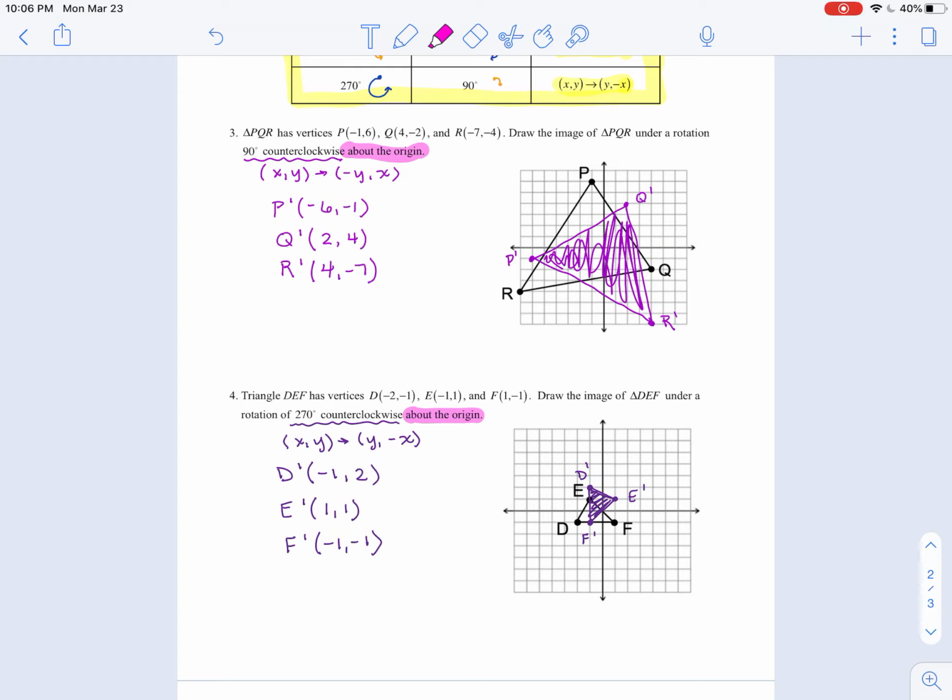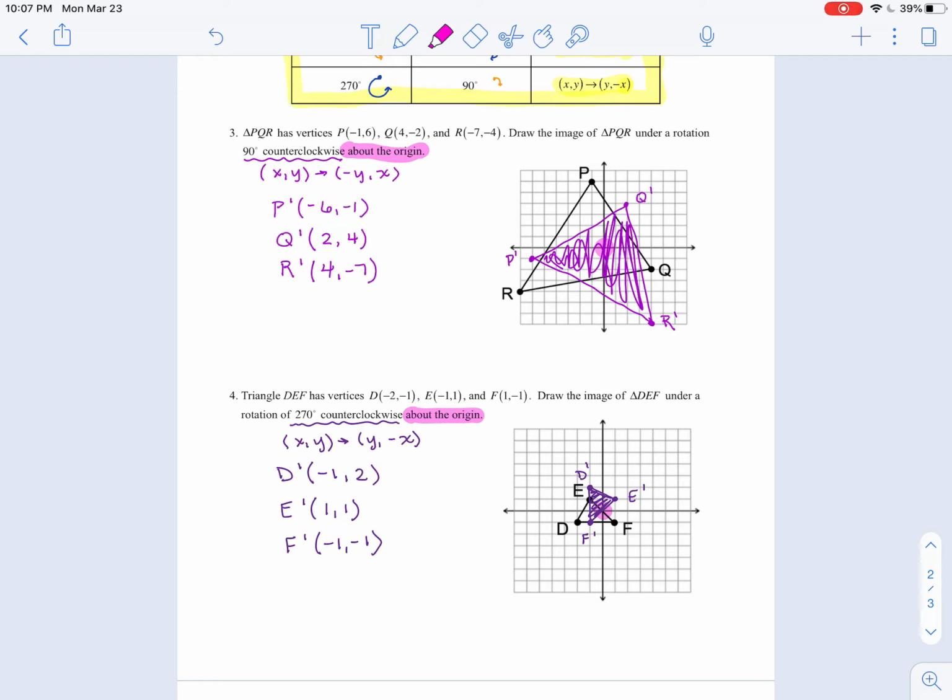Tomorrow's lesson is going to be how to perform rotations on the coordinate plane that are not about the origin, but around a different point. I should have mentioned that at the beginning, but at least make a mental note now that the origin is the center of rotation for these rules. And tomorrow we'll talk about what happens if it's not.